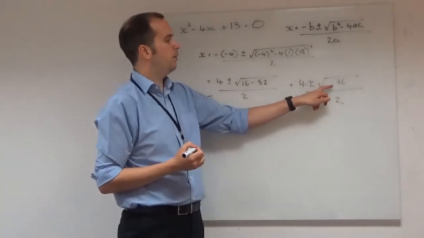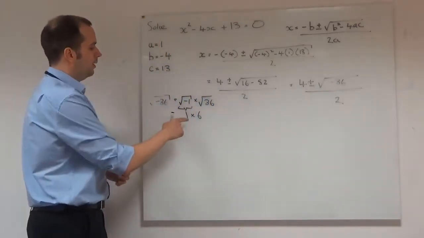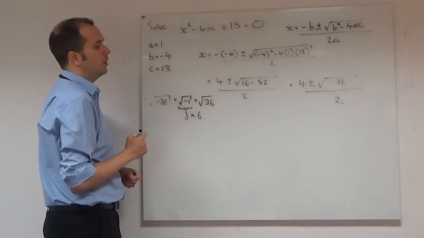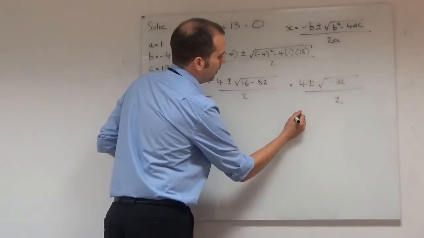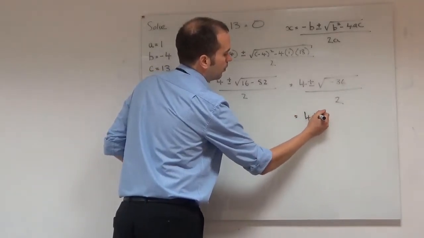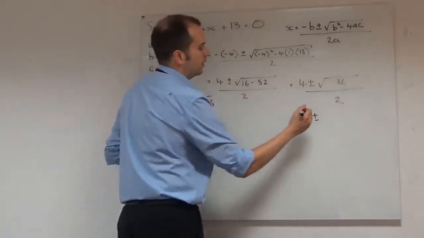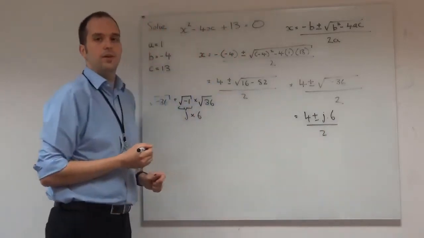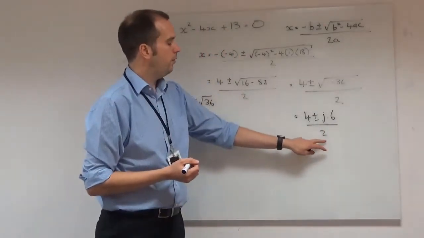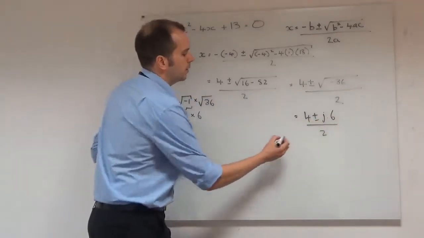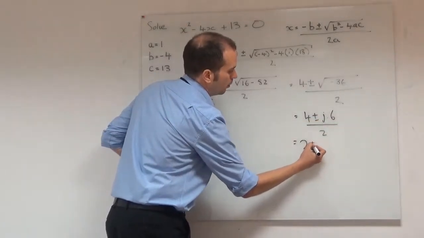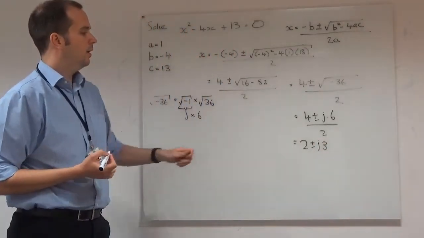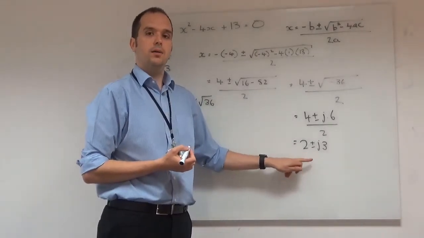So instead of having the square root of minus 36 and saying, oh, there's no solution there, we can use our knowledge of complex numbers and write it as 6j, or j times 6. So let's come back to here. We actually have 4 plus or minus 6j, or j times 6, all over 2. And 2 can divide into the 4 and into the 6 to leave us with 2 plus or minus 3j, or j times 3. And this here is the solution to our quadratic equation.